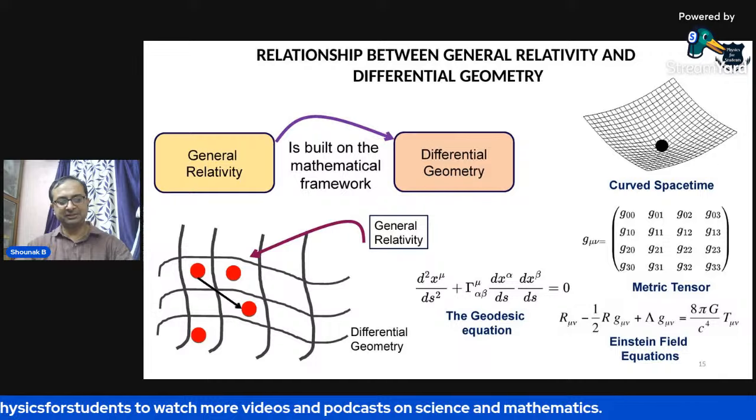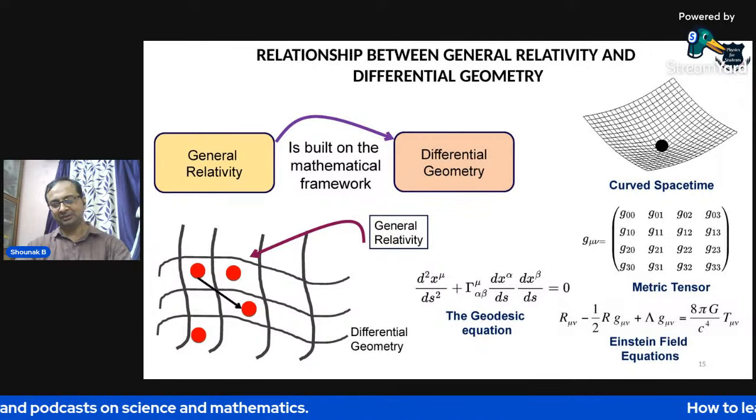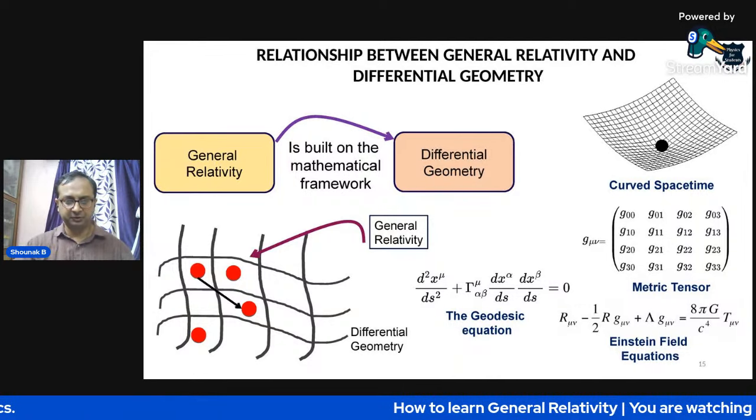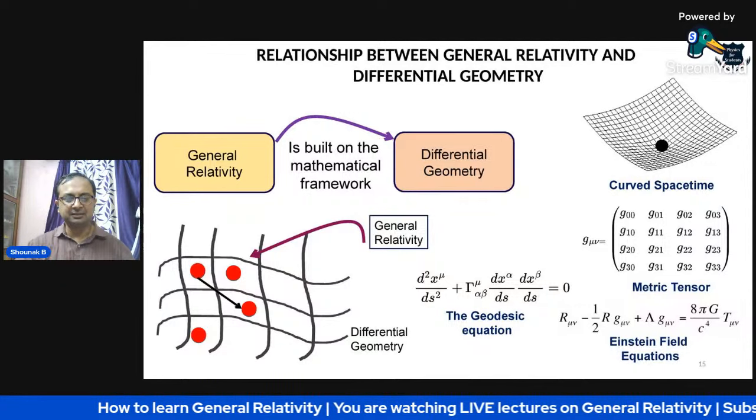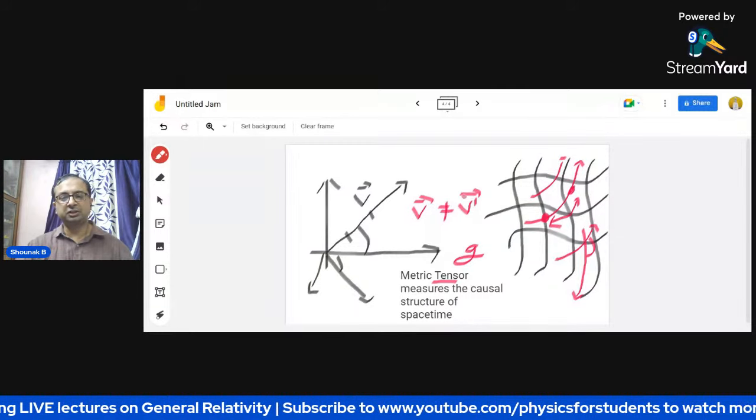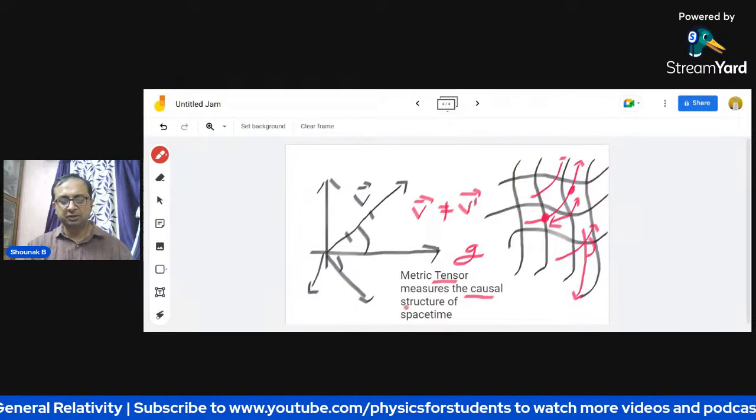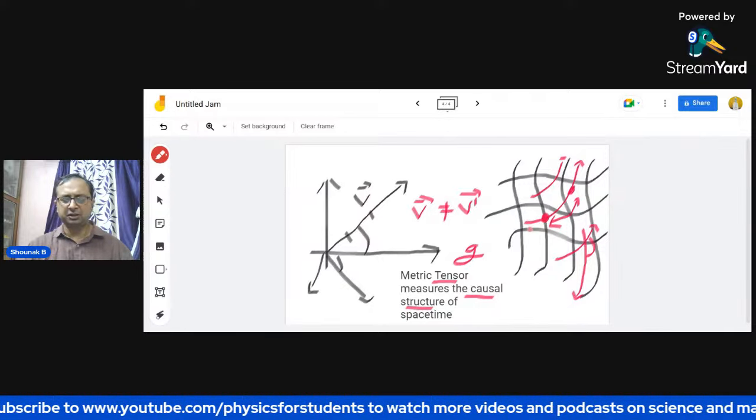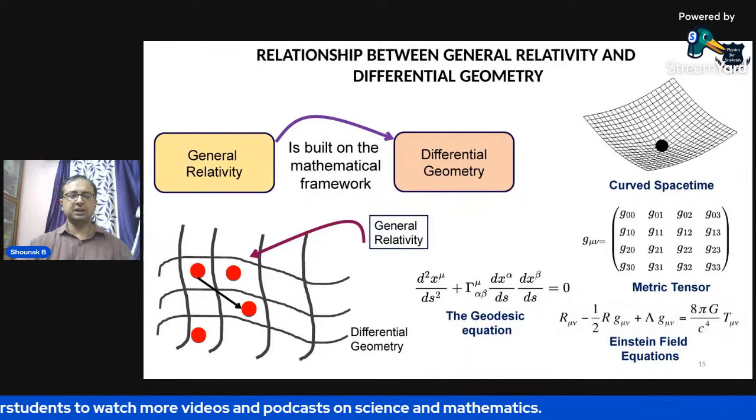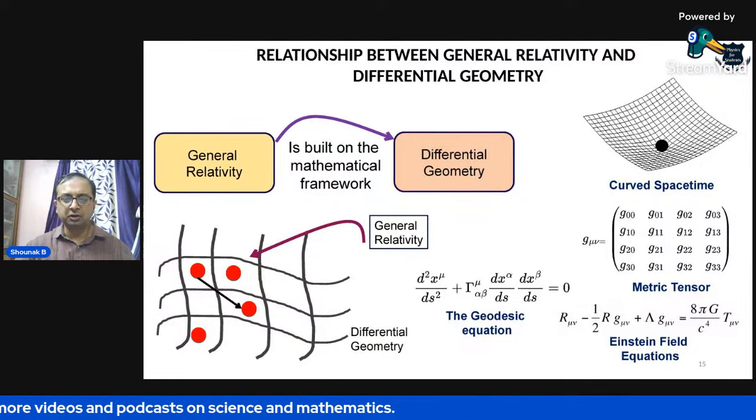It is written in a slightly tilted manner, so it would be a G like this. This G would measure everything around this curved space-time, and that is exactly what it does. Let me show you. I'm so sorry, I didn't share the Jamboard. So here it is. The metric tensor measures the causal structure of space-time. To make things simple, causal structure means the angles, lengths, velocities, curves, lines, movements, everything like that. And that is what the metric tensor does.